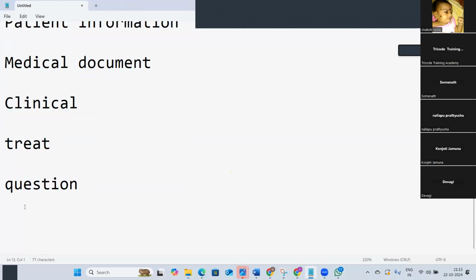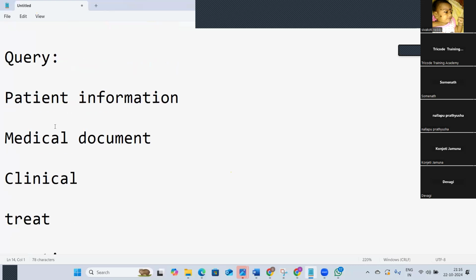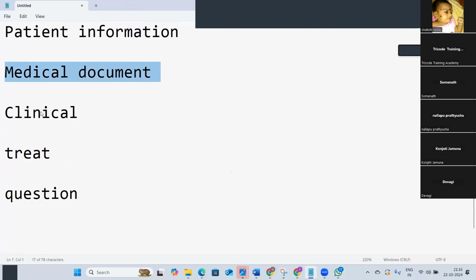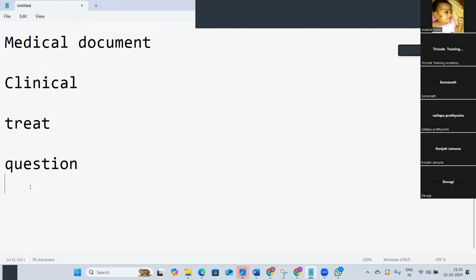Now we have options. What are the options? We have open-ended, multiple options, and yes or no, based on our convenience. Maybe we don't have multiple options, so we can ask directly an open-ended query. Can you please confirm the above medical documentation, clinical indicators? Can you confirm the relevant diagnosis? Can you provide the relevant diagnosis? That way you can ask. That is an open-ended query. We are not giving any multiple options.